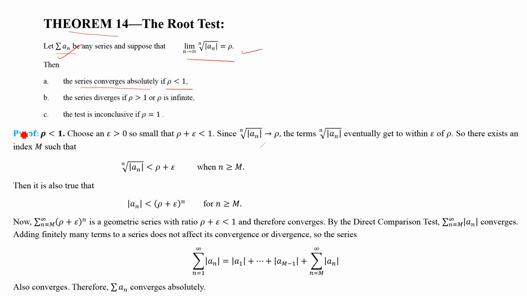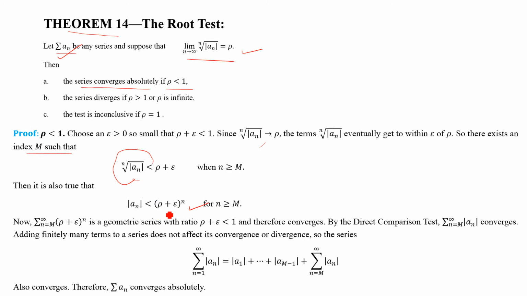So there exists an index m, the same argument, such that this is less than rho plus epsilon where n is greater or equal to m, and we can conclude that the absolute value of a_n is less than (rho plus epsilon) to the power n, just raised to the power n on both sides of the inequality. So we have this result.